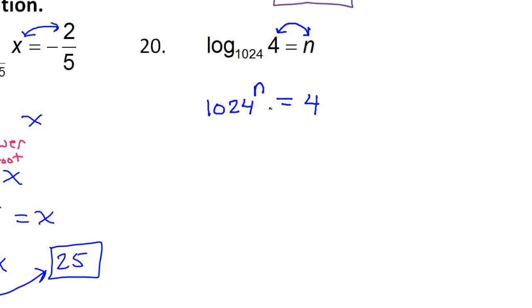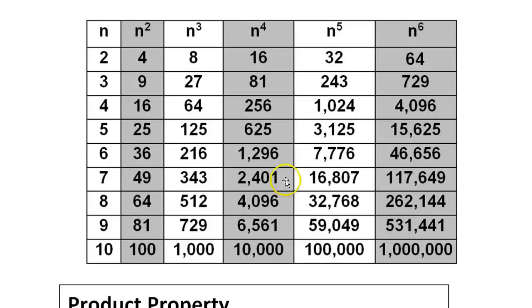Well, I see that I have a big number becoming a smaller number. So I'm thinking this is really going to be some kind of a root. Like what root is going to turn 1024 into 4? Okay, let's see. Alright, look, it looks like it would be the fifth root. The fifth root of 1024 is 4.